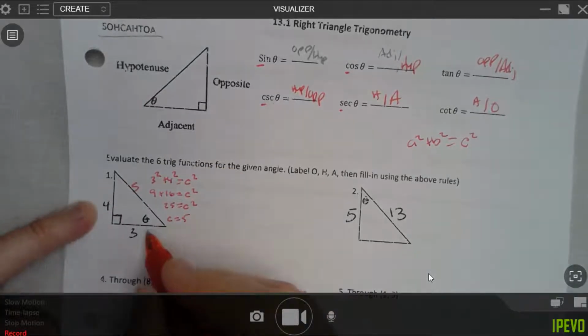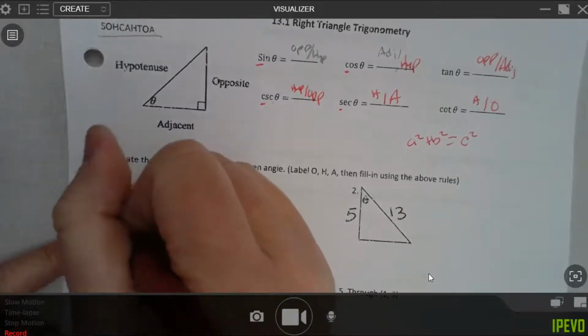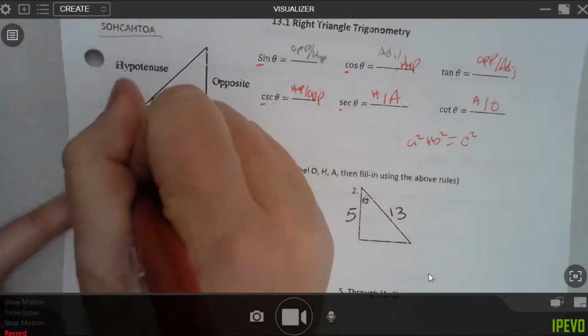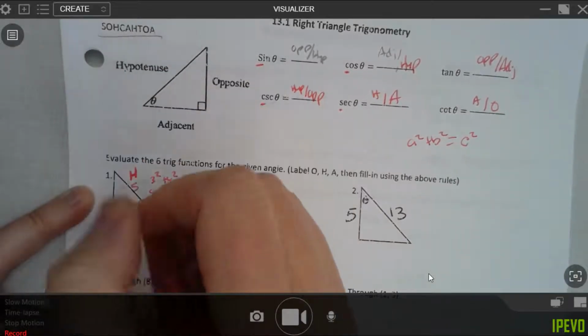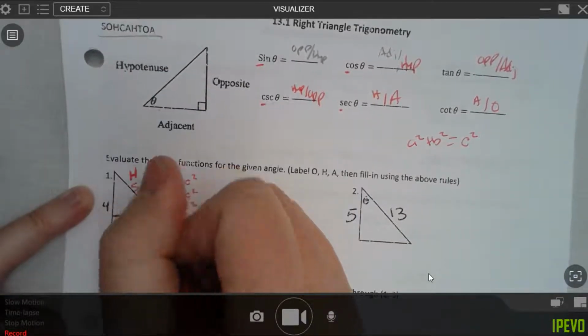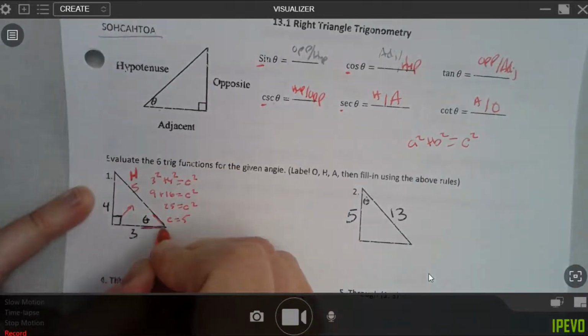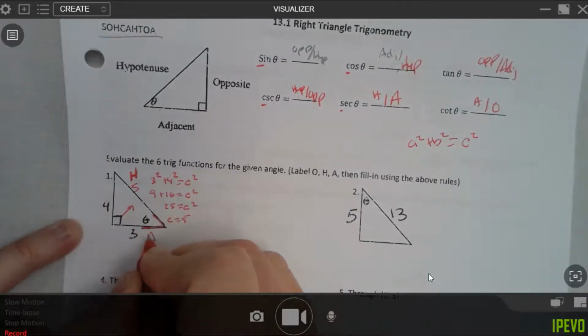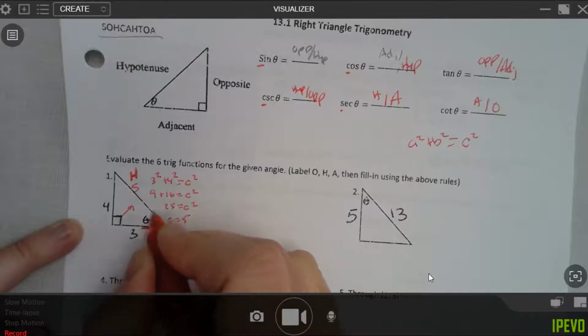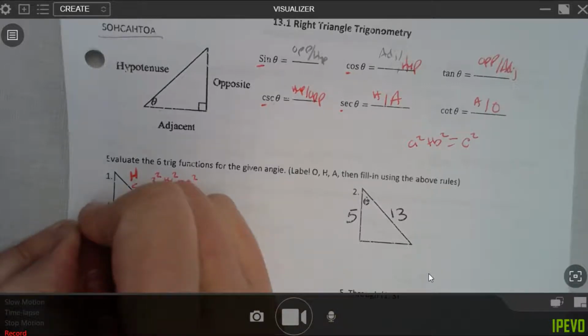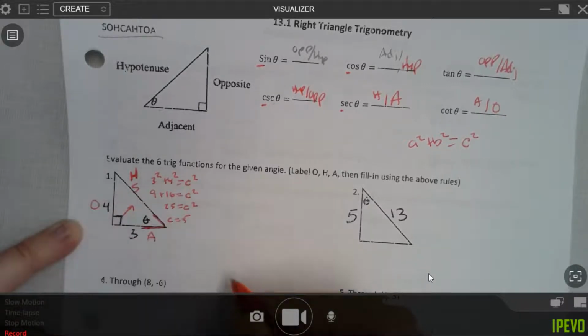Now from my angle, I need to label everything. So the 5 is across from the right angle. So that's called my hypotenuse. The other side that makes up my angle right here, you see here's the other leg? That has to be adjacent. So the other leg that makes up your angle is always called the adjacent, which makes this opposite, and it's across from it. That's why it's opposite.